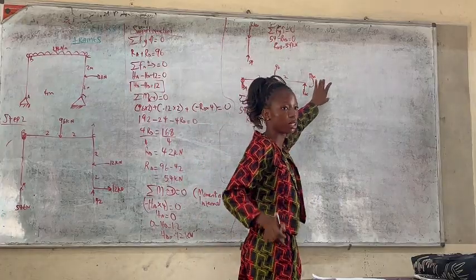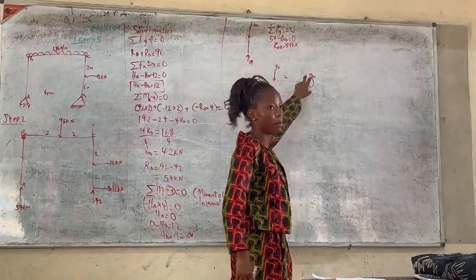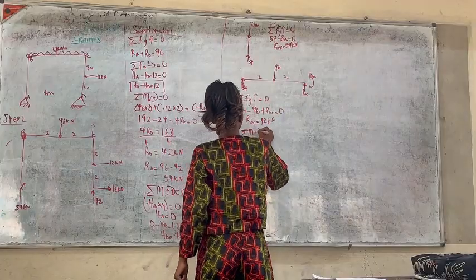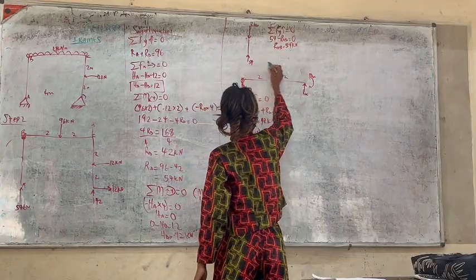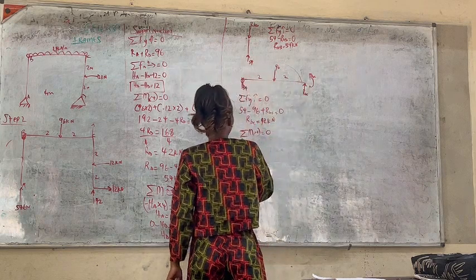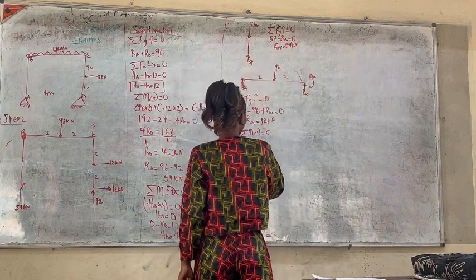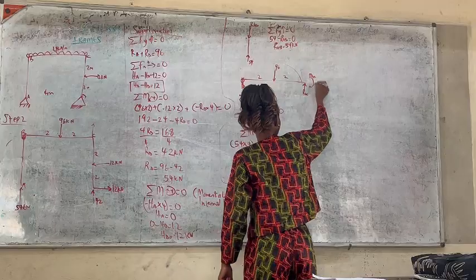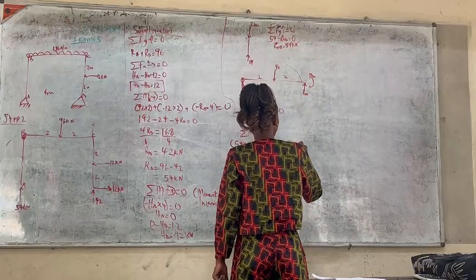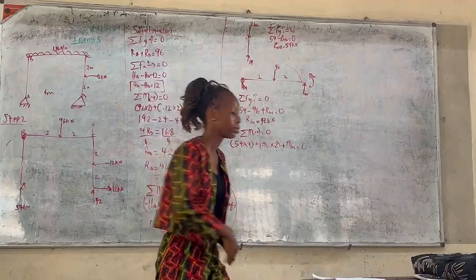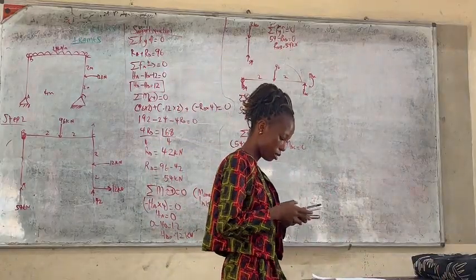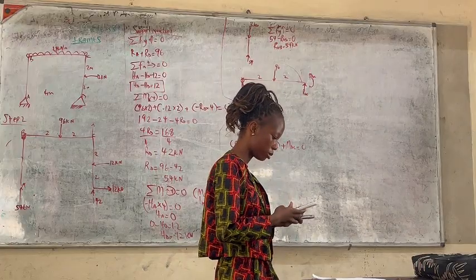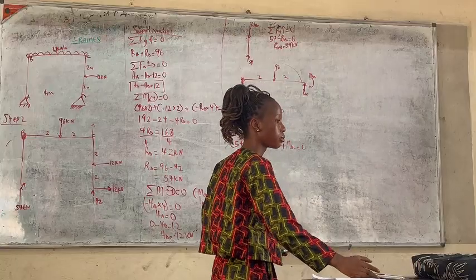We need to find the moment. So we are taking moment about C this time around. This is complex. So you have 54 multiplied by 4, plus 96 multiplied by, minus 96 multiplied by 2. Then plus MBC equals 0. So you have 24 about C.